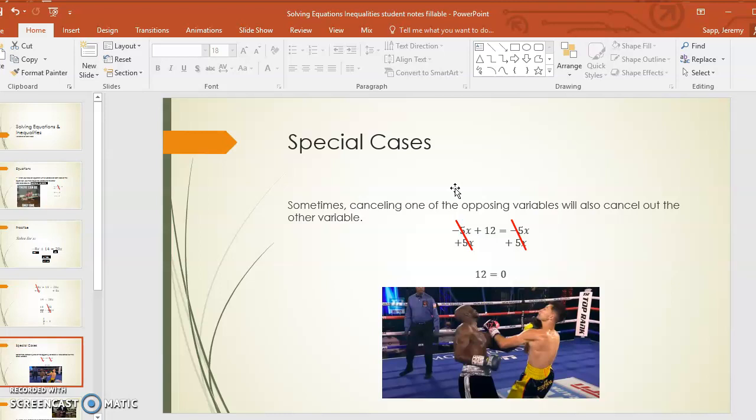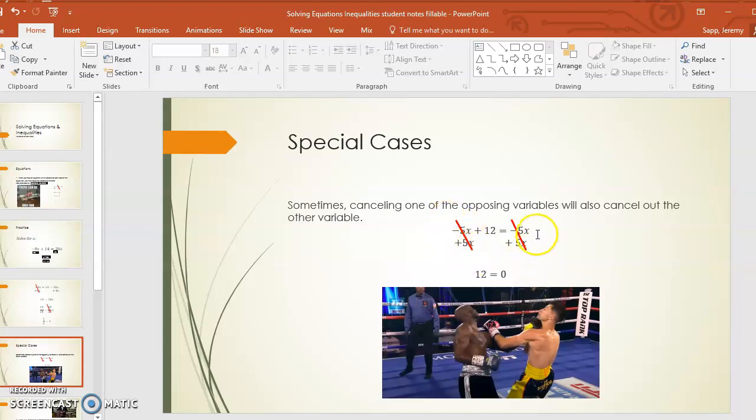All right, so now we have two special cases. We have two special cases. All right, what happens when I cancel out my variables? So in this example, I have a negative 5x plus 12 is equal to negative 5x. Well, when you move one of these negative 5x's, you're going to add it, right? So I have a negative 5x and I add it to this side.